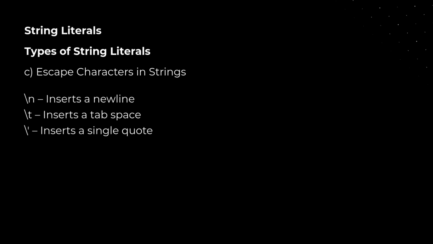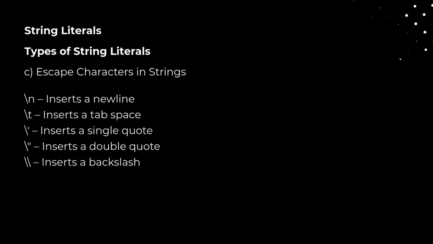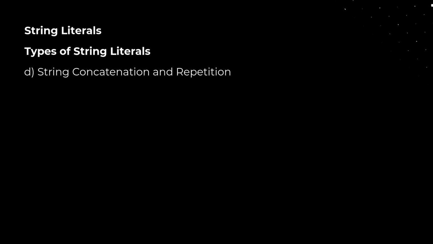The third one is escape characters in strings. Python provides escape characters that let you include special formatting or characters within a string that cannot be typed directly. Slash n inserts a new line, slash t inserts a tab space, this inserts a single quote, this inserts a double quote, this inserts a backslash. Here we have initialized a multi-line string literal and printed its value. The fourth one is string concatenation and repetition. In Python, you can combine strings using the plus operator, known as concatenation, and repeat strings using the star operator.